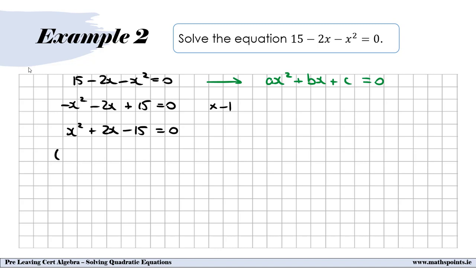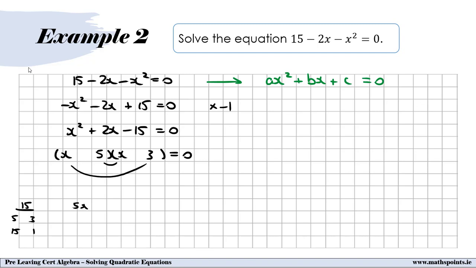What I'm going to do is open up two sets of brackets for the factorization. I know that the first term in each bracket multiply to give x squared, so that's going to be x and x. I know that the second term in each bracket multiply to give 15. So the options are 5 and 3 or 15 and 1. And again, with lots of practice, you can figure out in your head that it's obviously going to be 5 and 3.